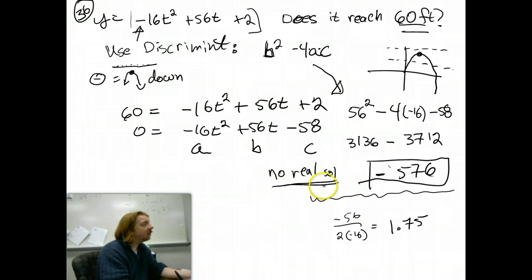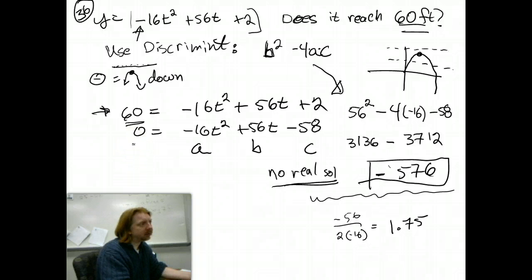But if it equals 60, then would it be right? If the discriminant had been 60? Like the answer, how do you know if it's right or wrong? Okay, when I put the 60 in, that's this step right here, right? And I try to solve it, I got no real solutions. That means the football never hits a height of 60.